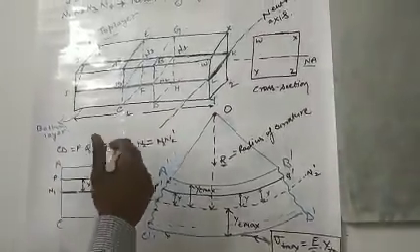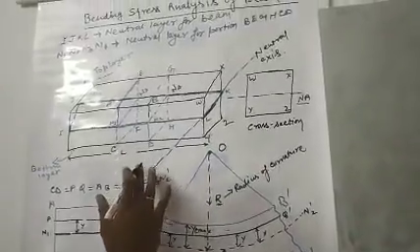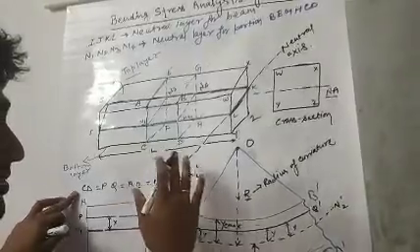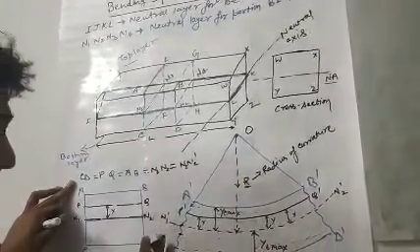We are going to make another relation between the bending moment and the radius of curvature of the beam.